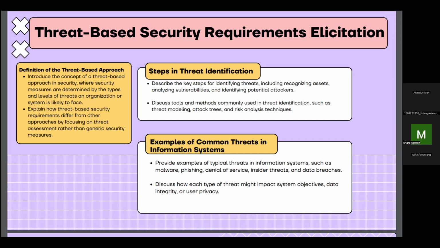And next is examples of common threats in information systems. First is providing examples of typical threats in information systems, such as malware, phishing, denial of service, insider threats, and data breaches. Second is discussing how each type of threat might impact system objectives, data integrity, or user privacy. Next slide.